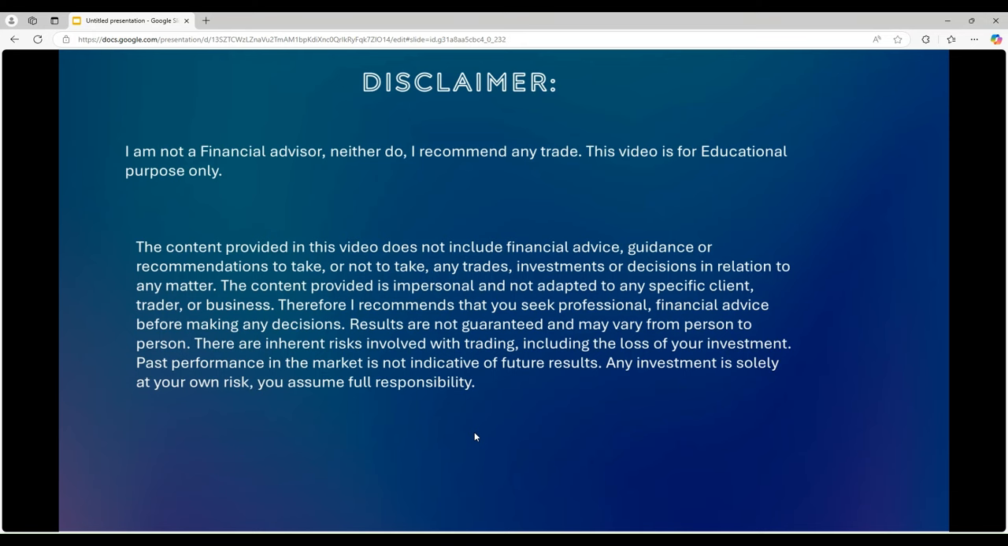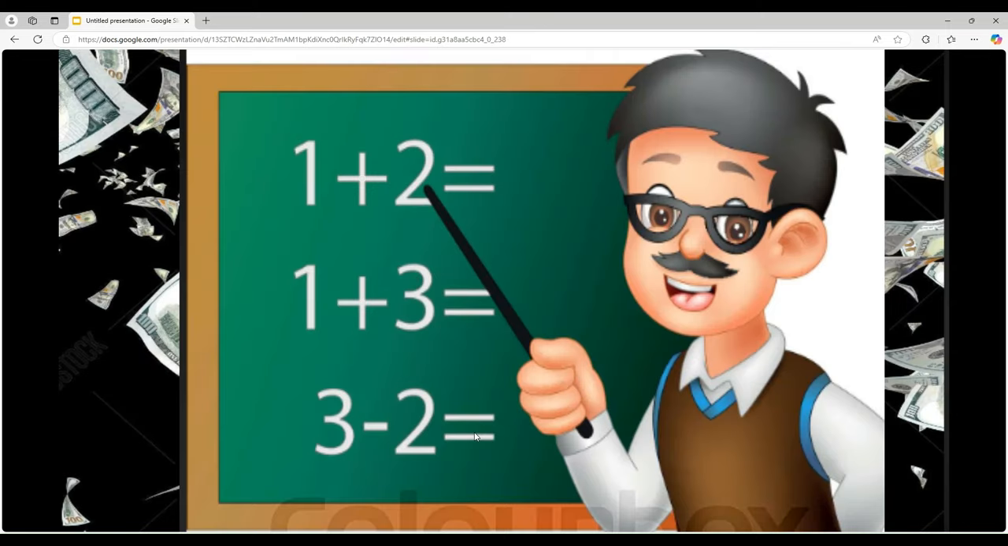One more thing. I'm not a financial advisor, so I'm not going to advise you on anything: what to sell, what to buy, when to sell, when to buy. That's your decision. All I'm doing is providing you the detailed mathematical analysis, and you make the decision. So all right, without wasting too much time, let's get started.